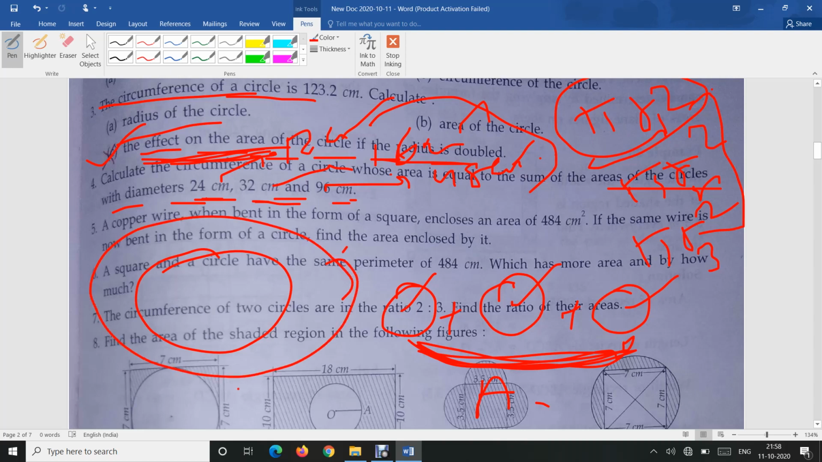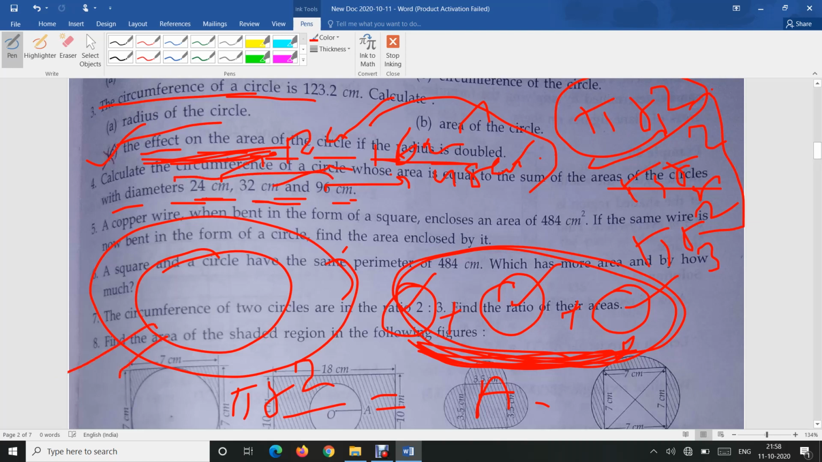You can put them equal, which will be pi r square, and it will be equal to the sum of all these 3 areas of the circle. From here you will find the value of r, and after getting the value of r, you can find the circumference of this circle easily by applying the formula 2 pi r.